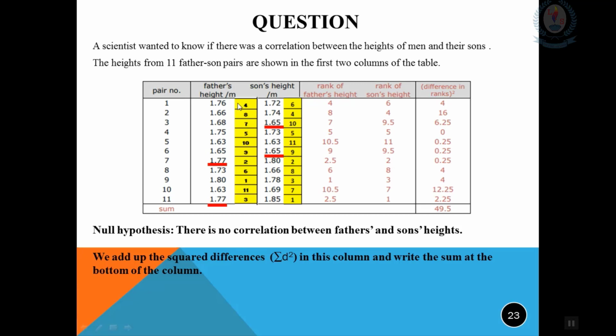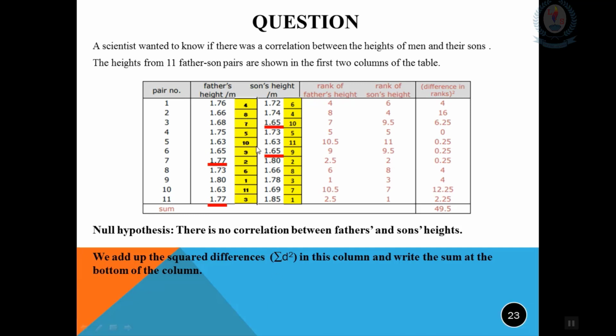As the next step, we have to rank the data given in these two columns. Ranking in the sense of arranging them in order from the highest value to the lowest or smallest value. So here the highest value is 1.8 meters, so we gave it the number 1. Then 1.77 meters is the second highest. Likewise, you have to give numbers from the highest to the lowest value, considering both sets of data.